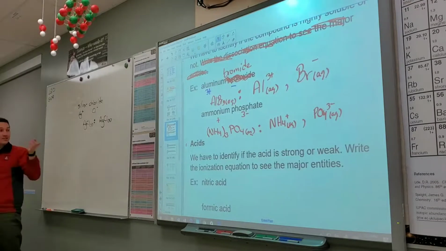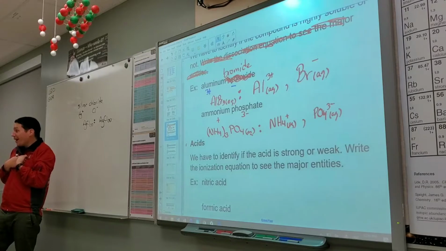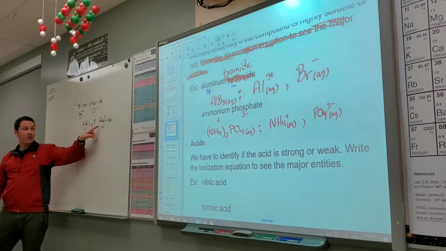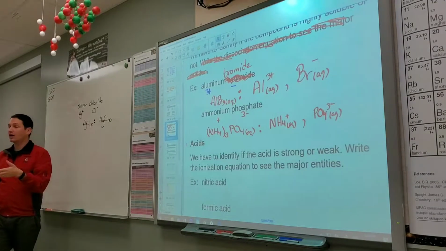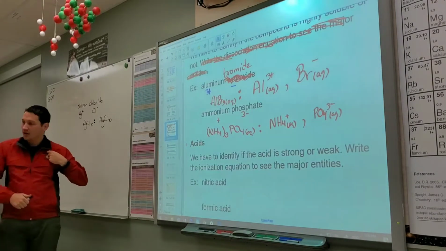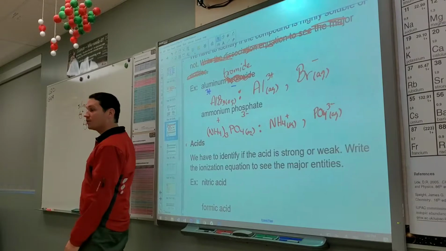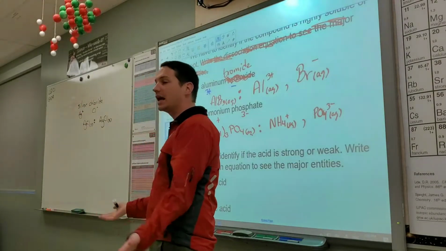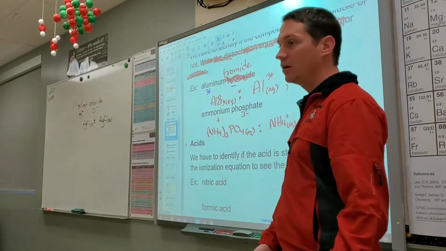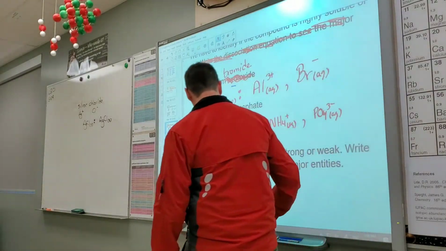No! Because the silver's stuck with the chloride, right? The silver is bonded to the chloride, and the water isn't strong enough to rip them apart from each other. So if they wanted to react, the silver and the chloride would have to do so together. Is that okay? Okay, all right.